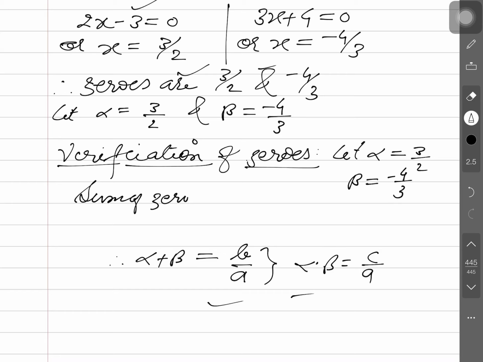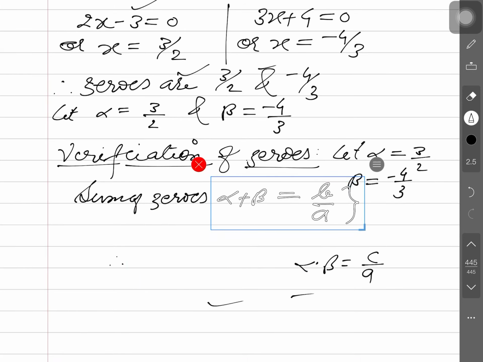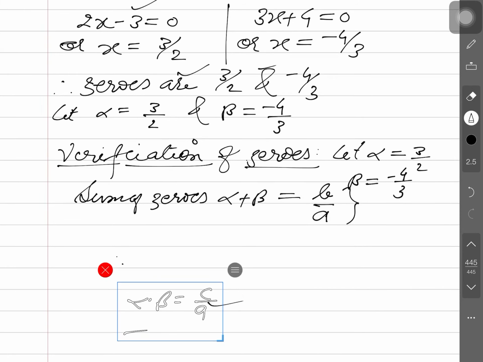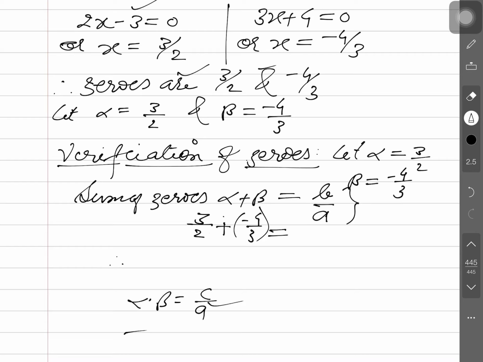So for verification, we are to find the sum of zeros. This relation is to be verified here, and the other relation is to be verified later. So alpha is 3 by 2 plus the next one, minus 4 by 3. Clear? And what is b? Where is b occurring here?